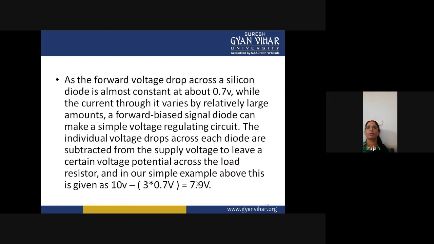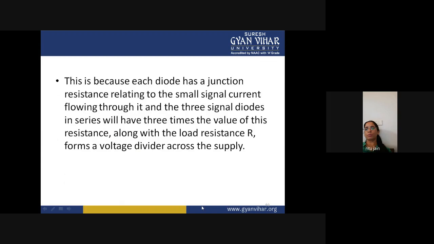As the forward voltage drop across a silicon diode is almost constant at about 0.7 volt, while the current through it varies by relatively large amounts, a forward biased signal diode can make a simple voltage regulating circuit. The individual voltage drops across each diode are subtracted from the supply voltage to leave a certain voltage potential across the diode resistor. In our simple example above, this is given as 10 minus 3 into 0.7, which is equal to 7.9 volt.